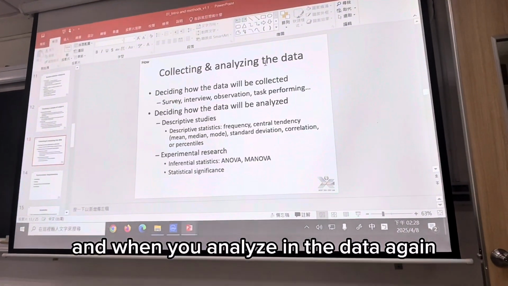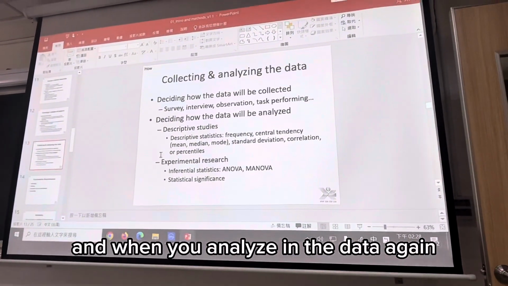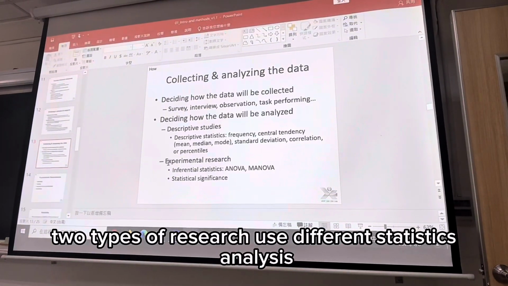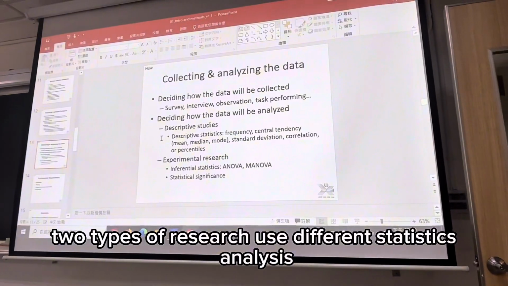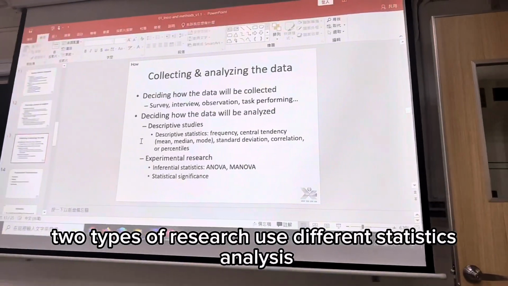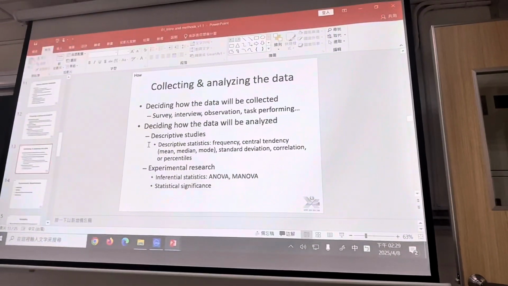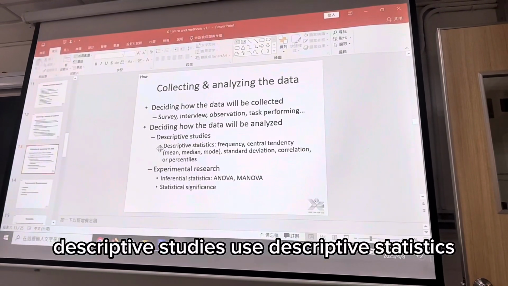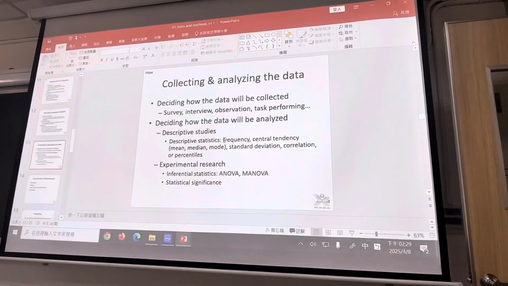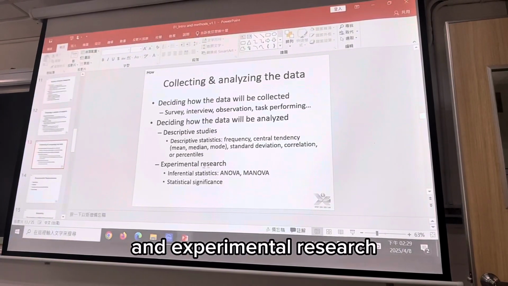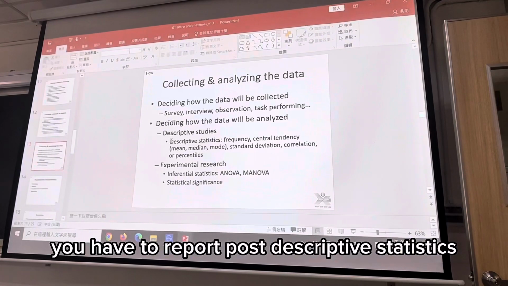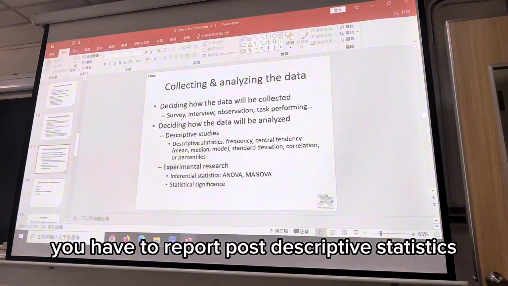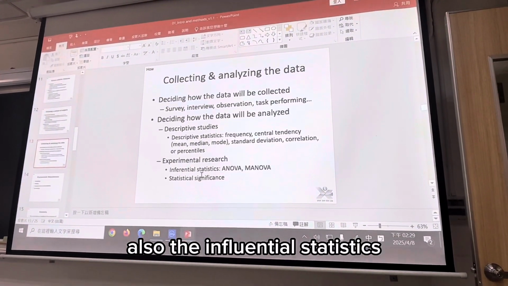And when you are analyzing the data, again, these two types of research use different statistical analyses. So descriptive studies use descriptive statistics. And for experimental research, you have to report both descriptive statistics and also inferential statistics.